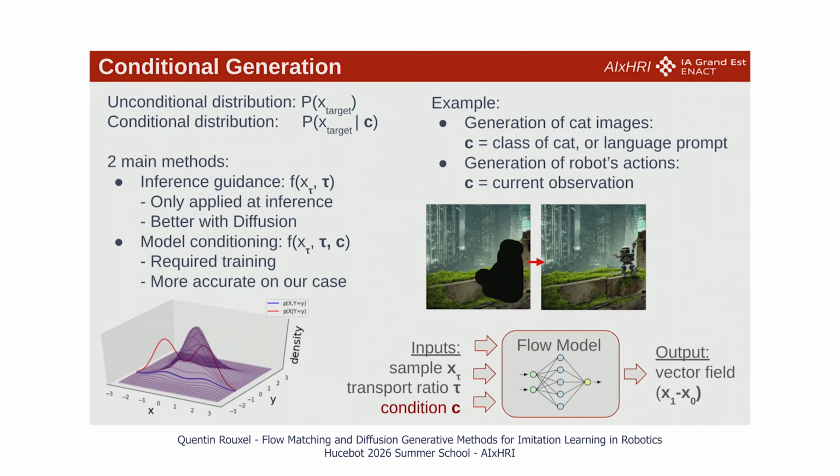Typically, we will have a model that takes as input the samples, the condition, the transport ratio, and also a condition as an additional input, and we will rely on the interpolation of the neural network to handle this conditioning of the vector field.